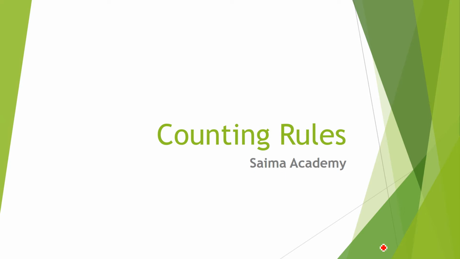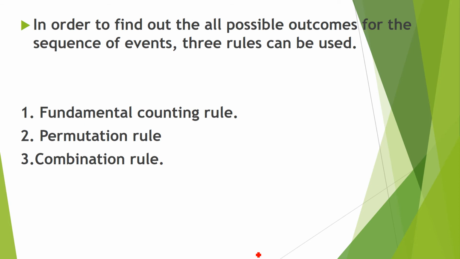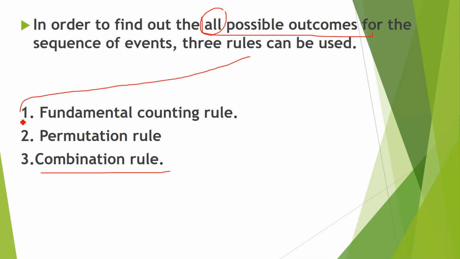This is the third part of our counting rules, and in this lesson I will explain the combination rule. But one more time I will explain that in order to find all possible outcomes, the focus is on the words all possible outcomes for a sequence of events. Suppose you have 3 events, 4 events or 5 and so on, and you want to find all possible outcomes of those events, then you have to use these 3 rules.